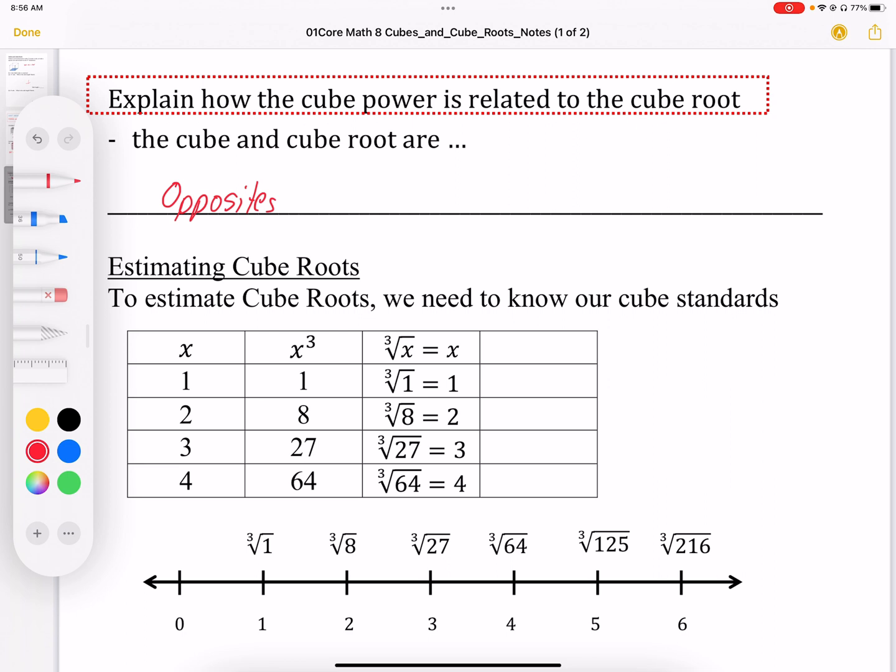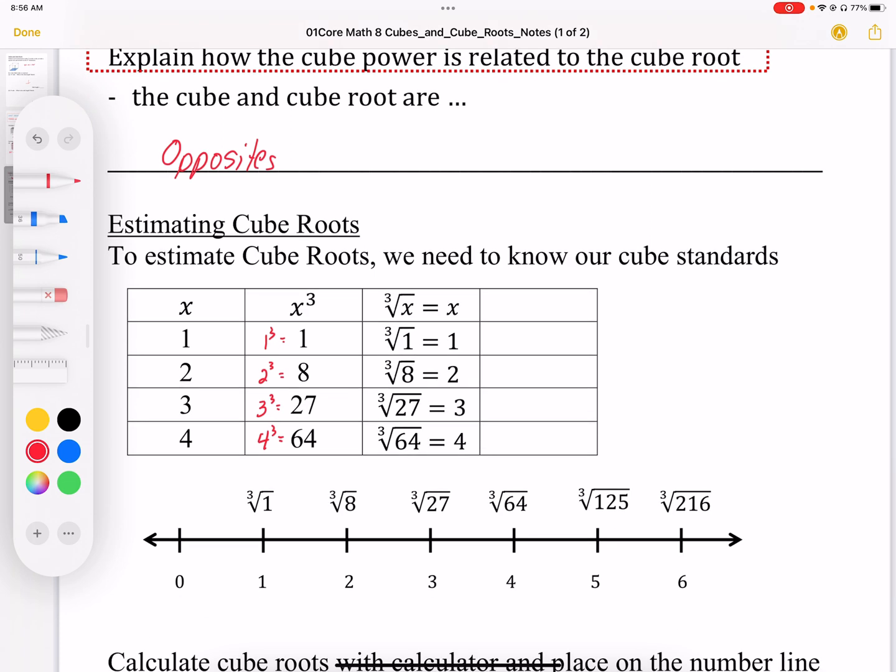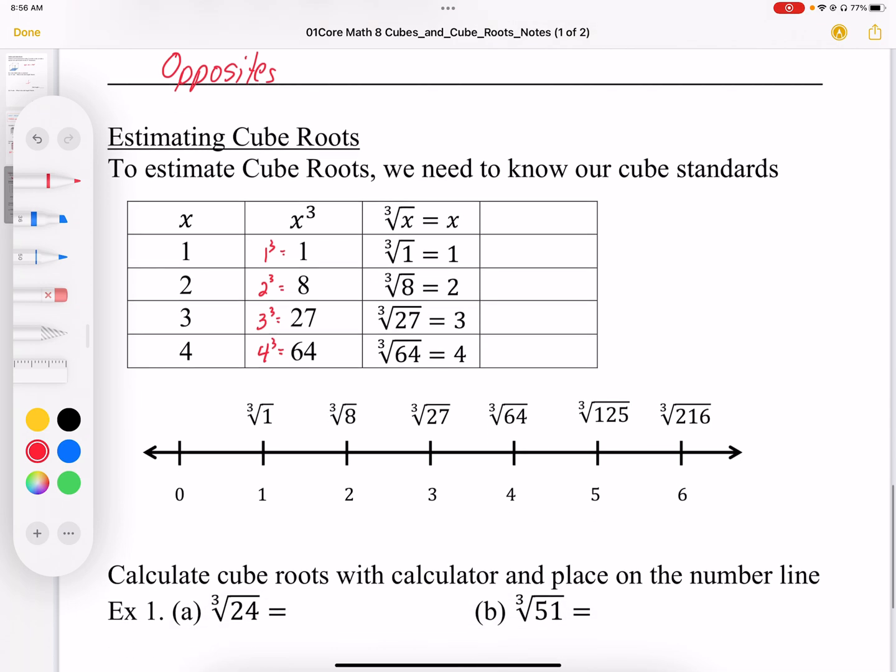1 cubed is equal to 1. 2 cubed is equal to 8. 3 cubed is equal to 27. 4 cubed is equal to 64. And so that means if I cube root the volume, I get an edge length of 1. Cube root a volume of 8, I get an edge length of 2. Cube root a volume of 27, I get an edge length of 3. Cube root 64, I get an edge length of 4.